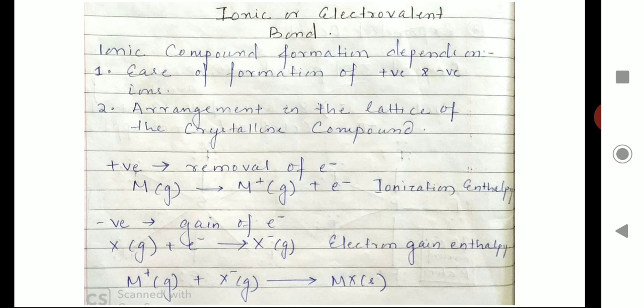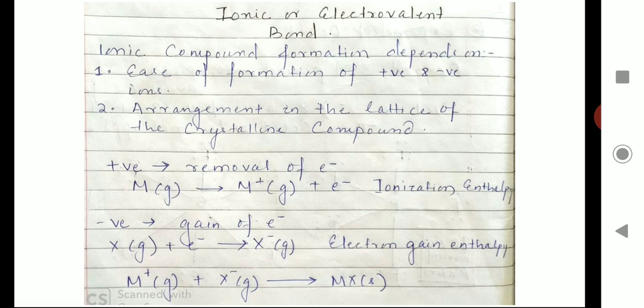Then we talked about the ionic or electrovalent bond. The ions that take part are positive and negative, which we call the cation and anion respectively, and they are formed by releasing and gaining electrons. Ionic compound formation depends on the ease of formation of the positive or negative ion, and on the arrangement in the lattice of the crystalline compound. For the formation of the positive ion, ionization enthalpy comes into the picture, and for the gain of one electron, electron gain enthalpy comes into the picture.